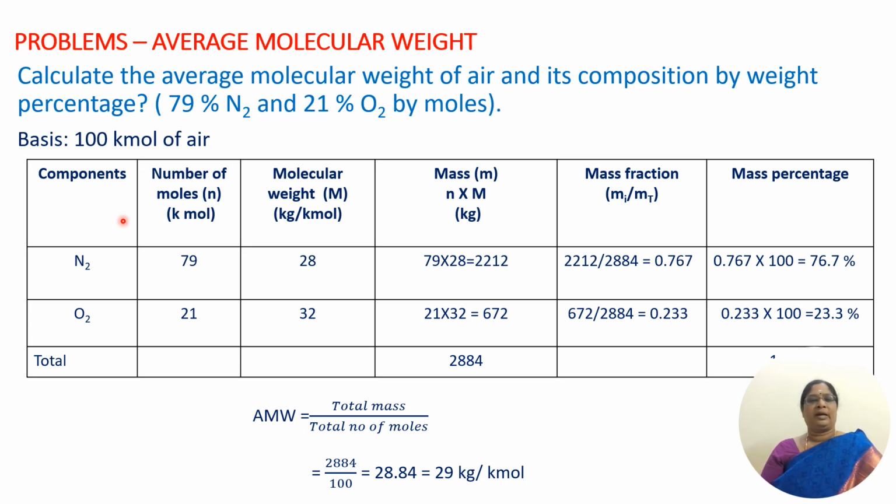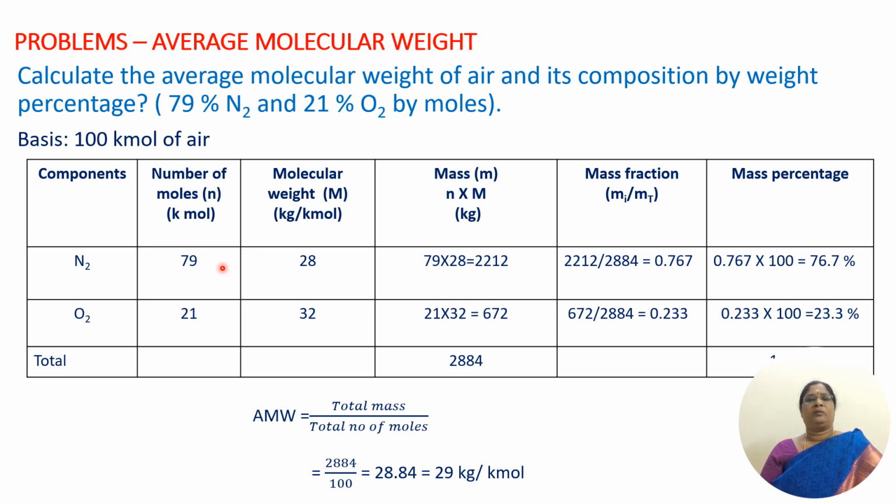So similarly, as in the previous problem, let us make a table and list out the components. The two components given in the problem are nitrogen and oxygen. The mole percentage they have given can be directly taken as number of moles. So the number of moles of nitrogen is 79 and for oxygen it is 21. How are we converting? Directly taking 79% of nitrogen as 79 kilomole is that 79 divided by 100 into 100 will give you 79.